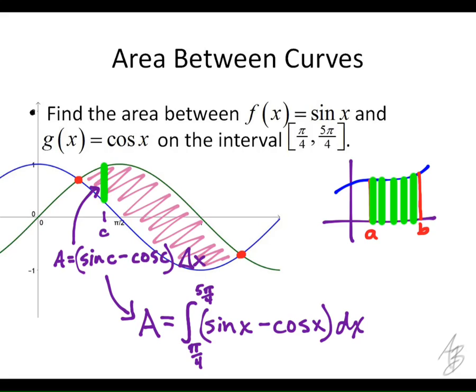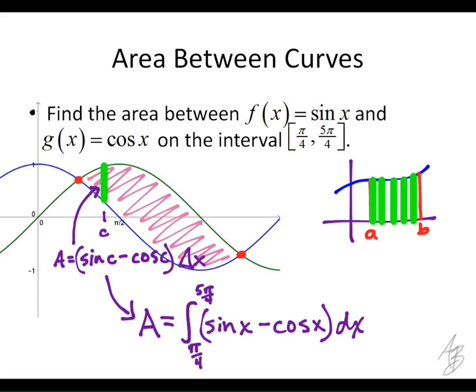Now this only works because why? Why is it sine minus cosine and not the other way around, Cole? Because sine's always above cosine. Yeah, sine's always above cosine. So since sine is always bigger than, or at least equal to, cosine, it's equal to cosine on the endpoints. But since it's always at least as big as cosine, then we can do sine minus cosine. If cosine were bigger, then we would do cosine minus sine.